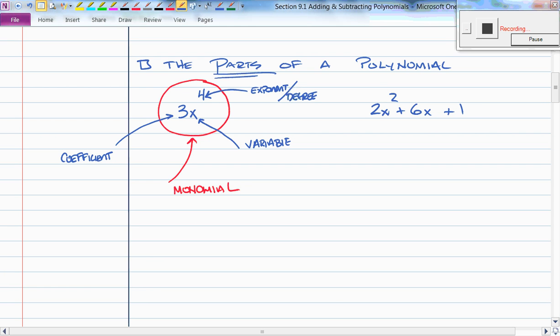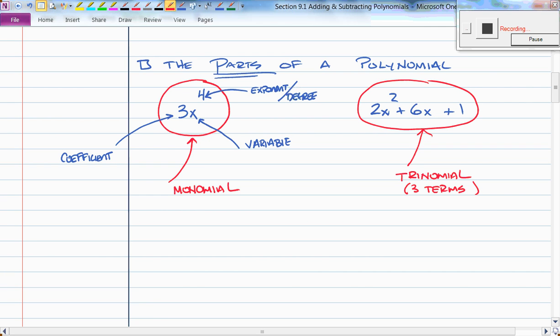Okay, now let's take a look at this one over here. You tell me, what type of a polynomial is it? This is a trinomial. Very good. How do you know it's a trinomial? It has 3 terms. Can you name the terms really quickly? What are they? 2x squared, 6x, and a 1. Those are all 3 of the terms.